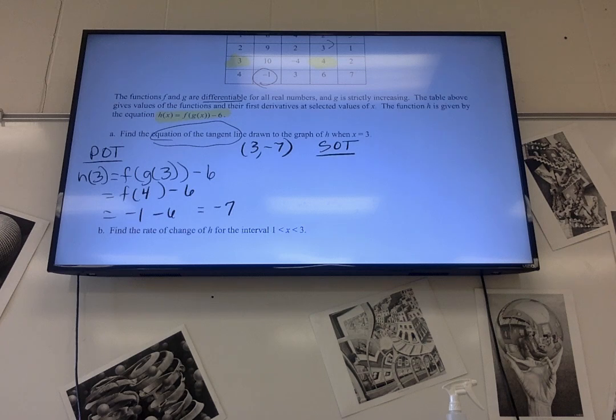The slope is h prime of x. I'll do x first, and then we'll plug in 3. f prime of g of x times g prime of x, and then the 6 goes away. I thought it was going to be more complicated. Then g of 3, g prime of 3.